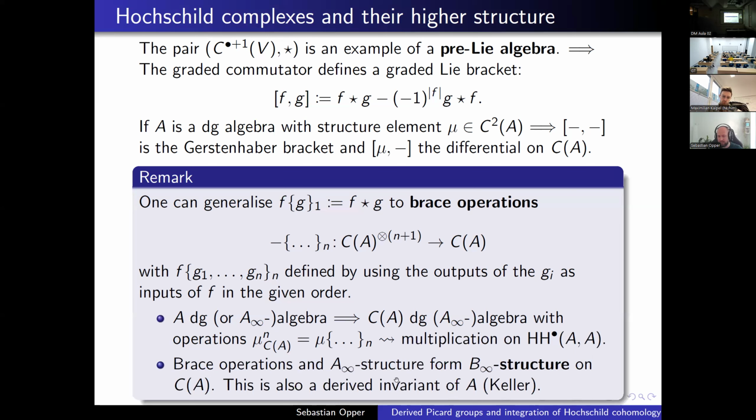And then Keller showed that this structure is also derived invariant. And from this, the invariance of the Lie bracket, the invariance of the product, the invariance of everything follows, basically. So this is the strongest form of all this structure. Now what we want to do is use all this extra structure we have, which we can't see on cohomology, the brace operations, the composition product, to define this exponential map.